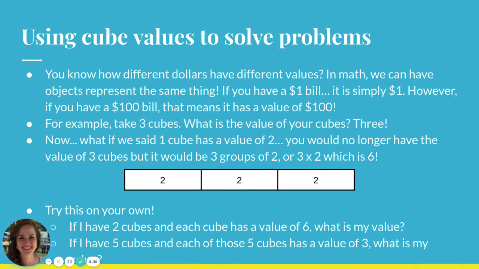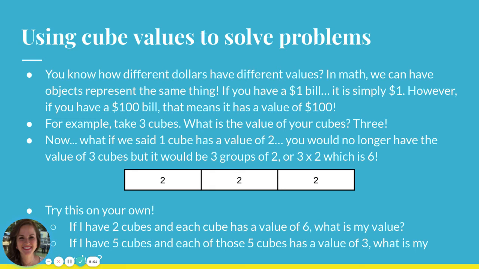Okay, so we are going to be using cube values to solve problems. All right, so you know how different dollars have different values. In math, we can have objects represent the same thing. So if you have a $1 bill, it's just simply $1. However, if you have a $100 bill, just one of them, that actually means it has a value of 100.